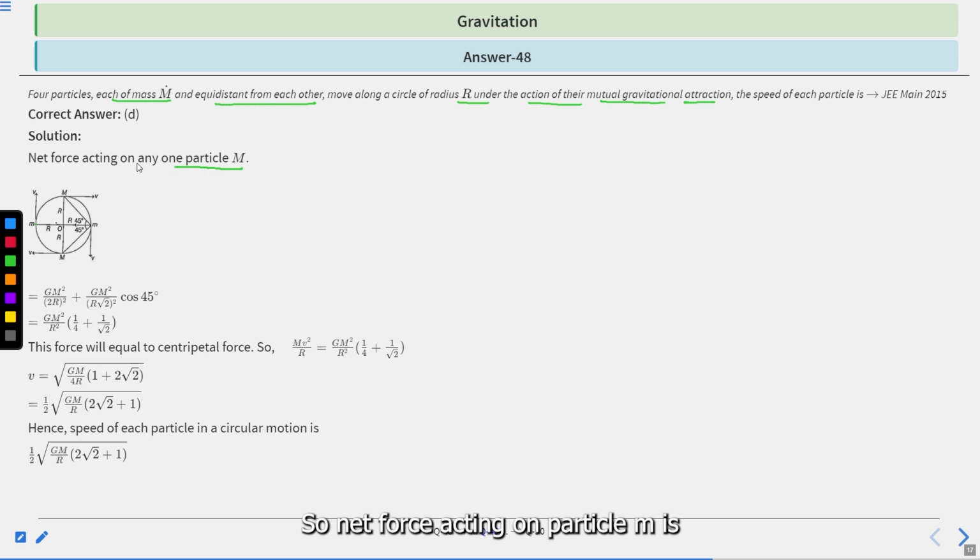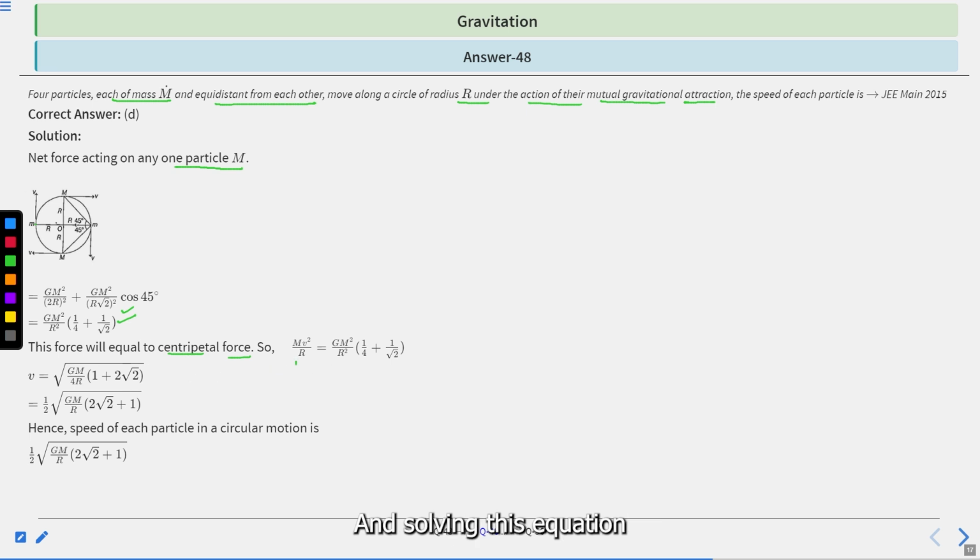So the net force acting on particle M is equal to GM² divided by (2R)² plus GM² divided by (2√2 R)² cos 45 degrees, after solving from this diagram. Which is equal to GM²/R² (1/4 + 1/√2). This force will equal the centripetal force. So Mv²/R is equal to GM²/R² (1/4 + 1/√2). This force is equal to the centripetal force.